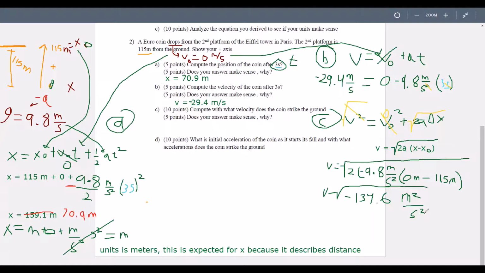Why is this still negative? It should be positive. I plugged it into my calculator correctly. Wait, hold on. Let me do it too. I accidentally added. Oh, I know, you took the square root to isolate the V. Yeah, to isolate the V.